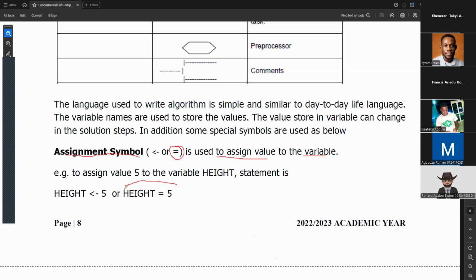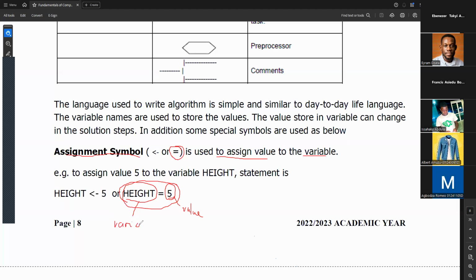For instance, we say height is equal to 5. What we are saying is that we are assigning the value 5. 5 here is a value. We are assigning the value 5 to the variable height. So height here is a variable. So this is what we call the assignment symbol, or we also say assignment operator.